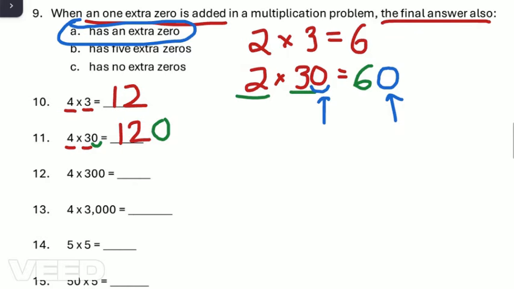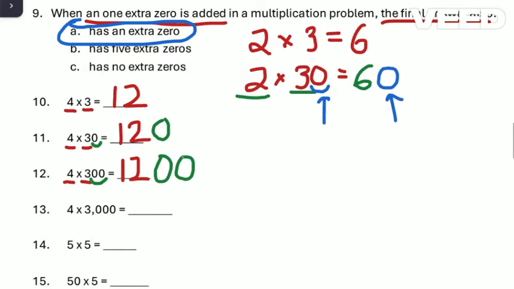Let's apply the same strategy to number 12. Again, we see the 4 and the 3. 4 times 3 is 12, so we know we should write 12. However, this time, there are two zeros at the end of one of the factors. So guess how many zeros we're going to add at the end of 12? You got it, class. 2. Let's go ahead and make sure we put our comma.